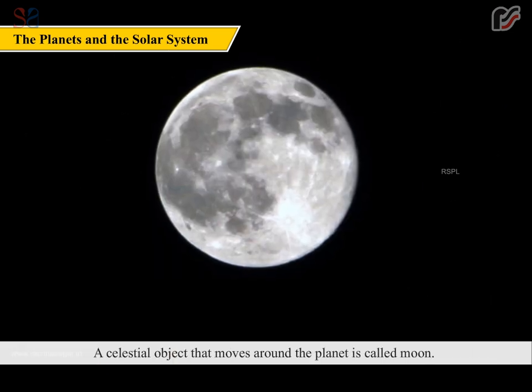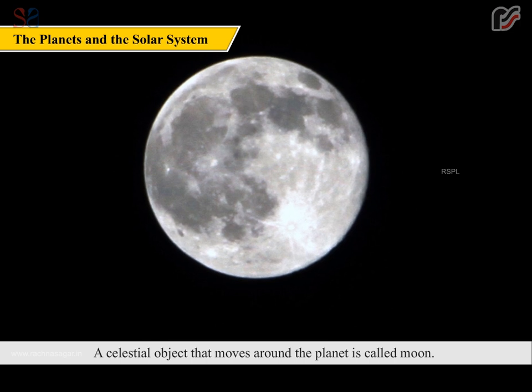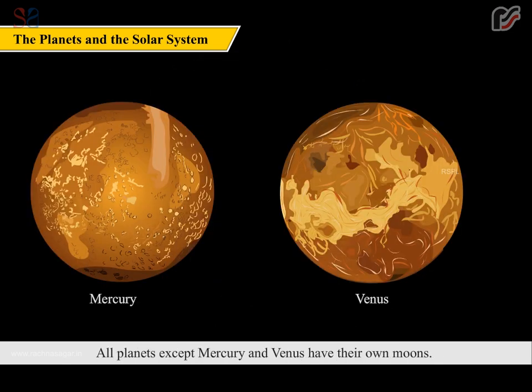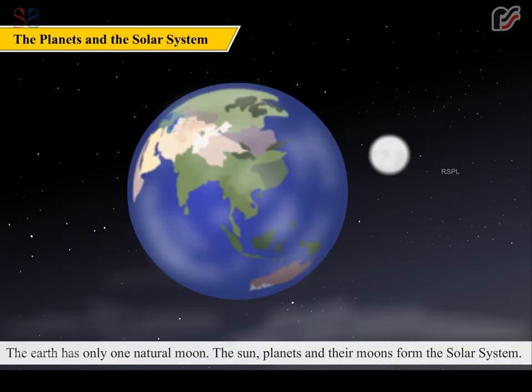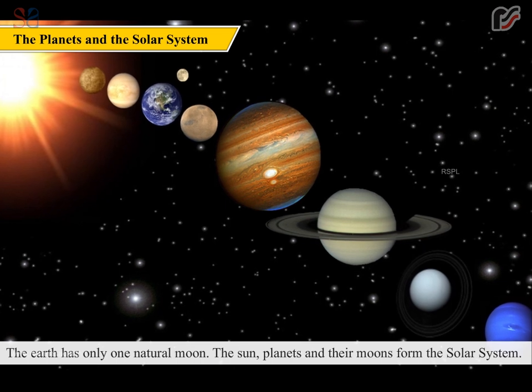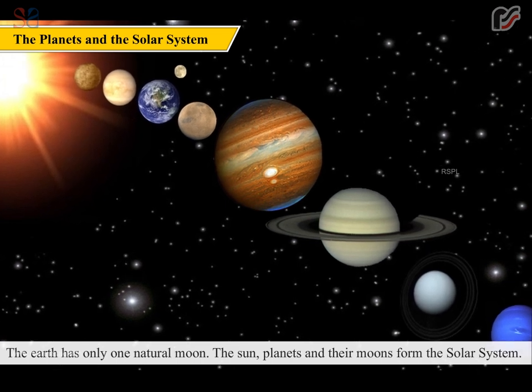A celestial object that moves around the planet is called Moon. All planets except Mercury and Venus have their own moons. The Earth has only one natural moon. The Sun, planets and their moons form the solar system.